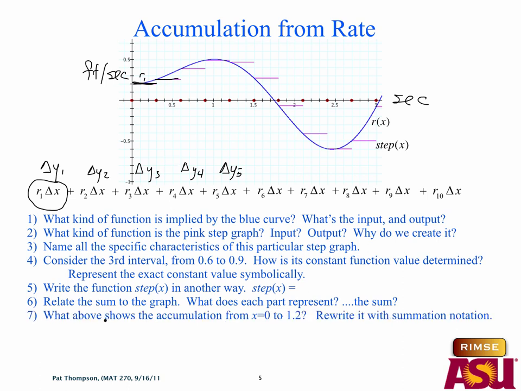All right, so what above shows the accumulation from x equals 0 to 1.2? Just in case you're far away and you can't see, I started my partition of my x-axis at 0, and I chose my delta x to be 0.3, and I'm using the left endpoints. So that's how I created my step function. And now I want to talk about the accumulation from x equals 0 to 1.2. How would I do that? So of course, this is the approximate accumulation.